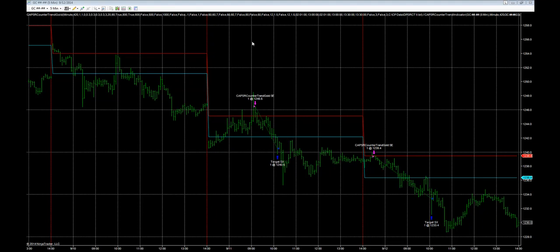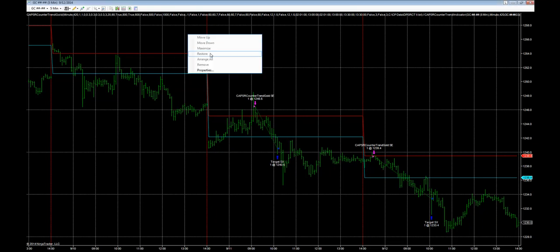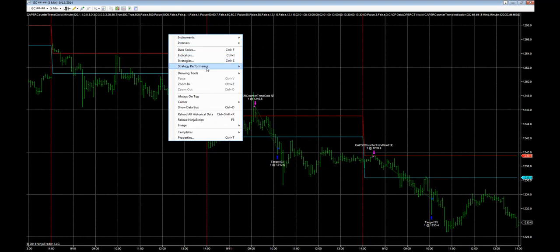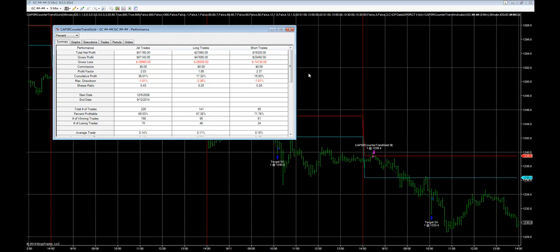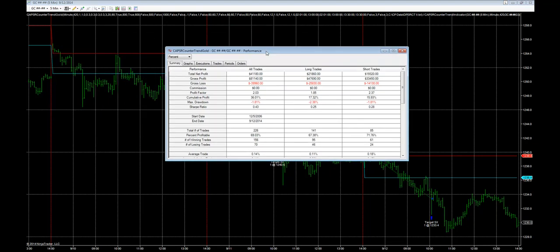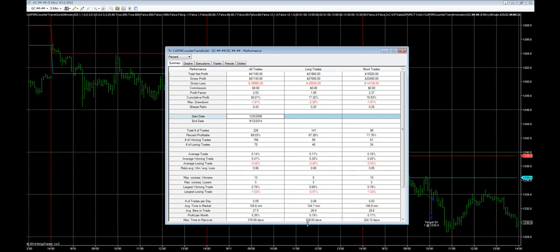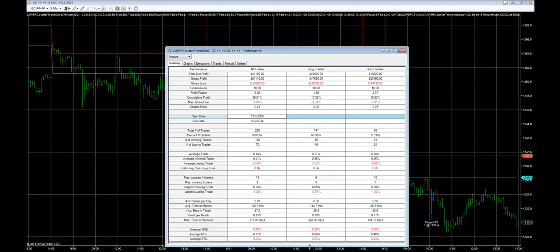Take a look at the results. It's a selective trading system. It uses support and resistance lines. And I want to take a look at the performance summary for this strategy historically. Gold begins trading electronically intraday on 12/5/2006. And so we're going to take a look at the results from that point forward.